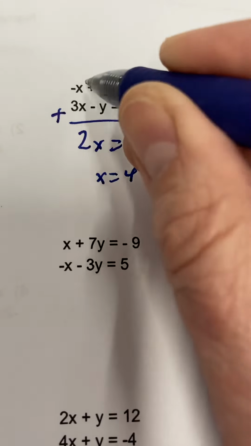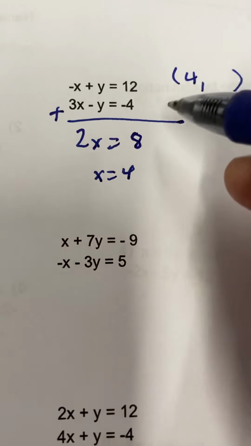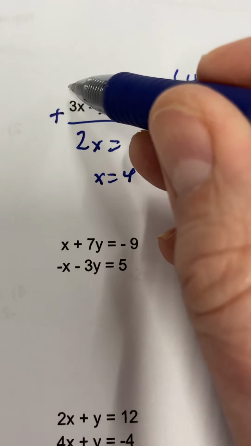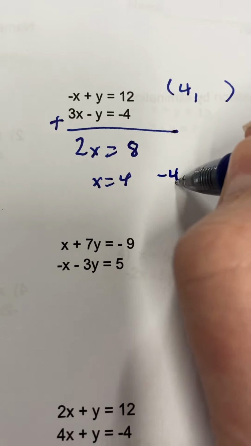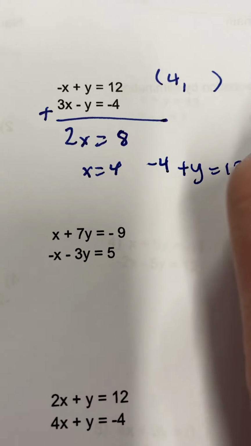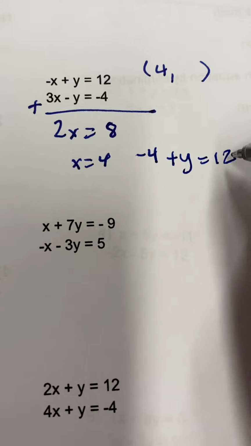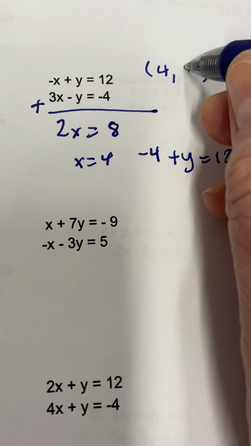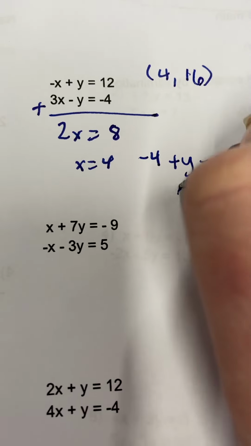So I'm going to take 4, put it up again into either one of these. I'm going to do the top one this time. So I'm going to put 4 in place of this x. So that will make it a negative 4, plus y is equal to 12. Add your 4 over to this side. And 12 plus 4 is 16, giving me y to be 16.